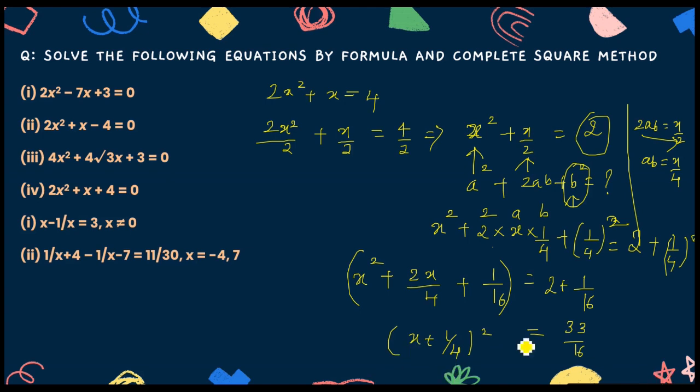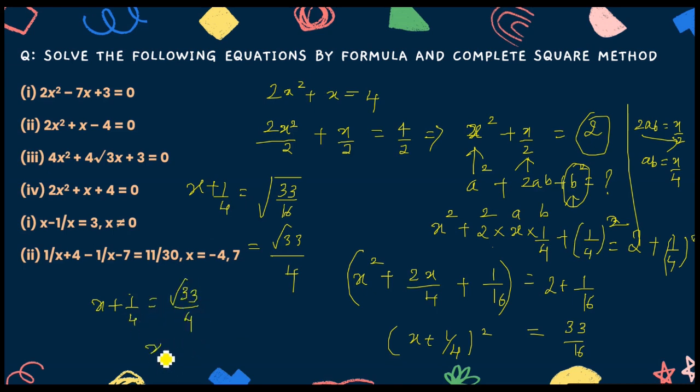You will get this one, (x + 1/4) whole square. Now the solving part. x + 1/4 equals, I'll remove the square and put a square root on this side, 33/16. Correct. So 33 is a non-perfect square, it remains as it is, but root 16 will give us 4. Okay, now x + 1/4 is equal to root 33 by 4.